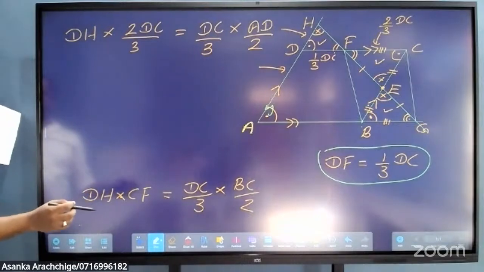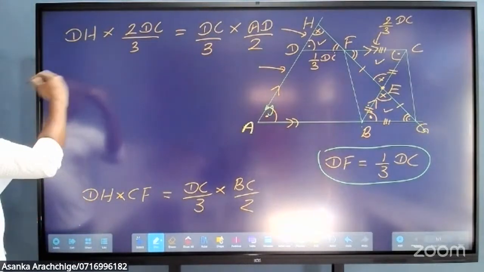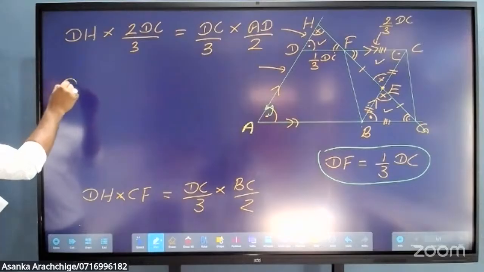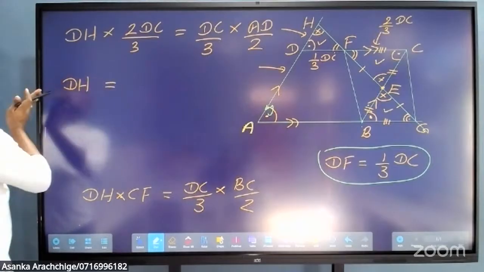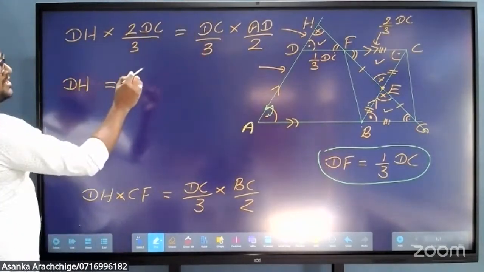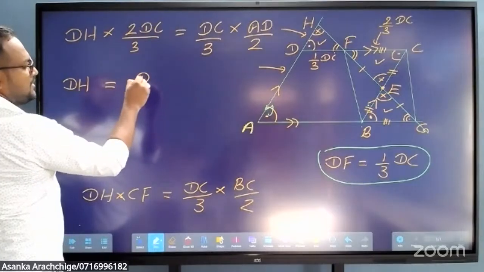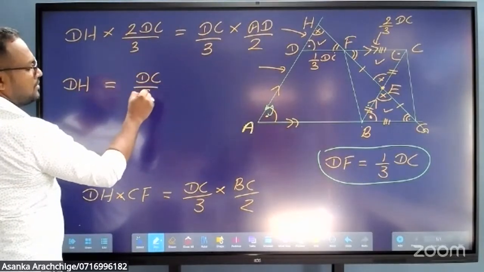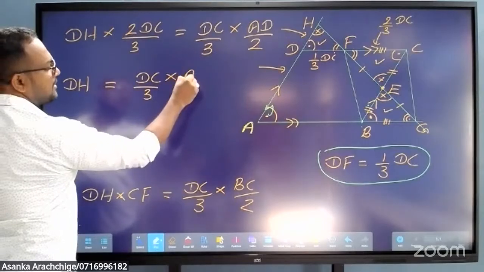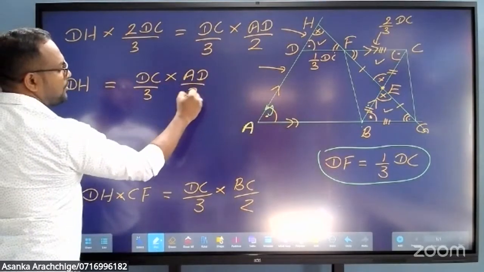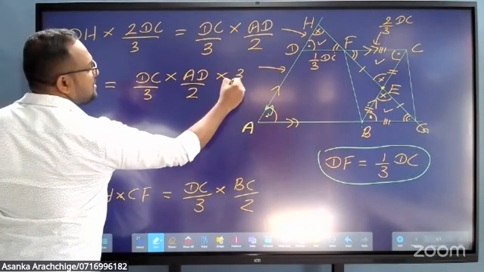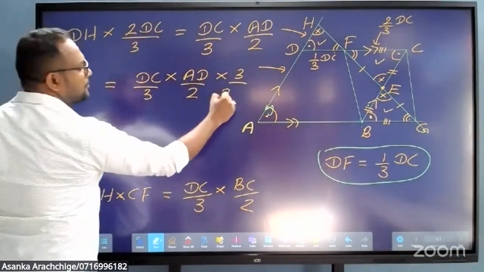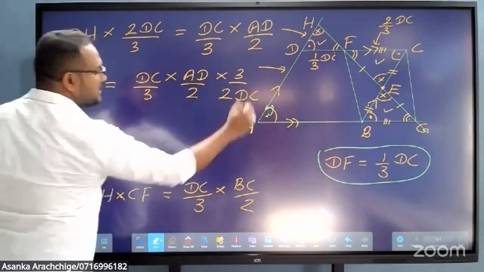Now, we want to get DC on the left hand side. One by the DC in it and DH. DH is equal to, I do the cross multiplication. DC upon 3 times AD upon 2. I do the cross multiplication. Here, 3 upon 2 DC.